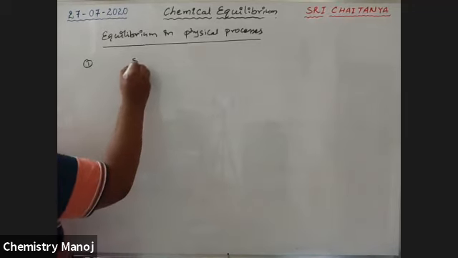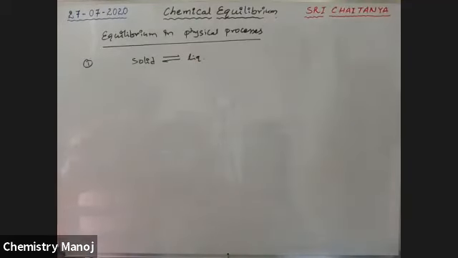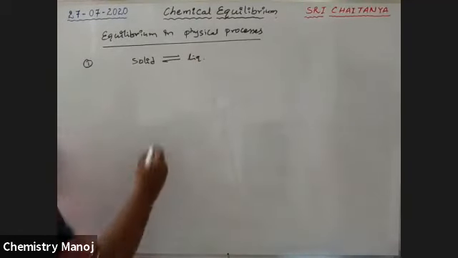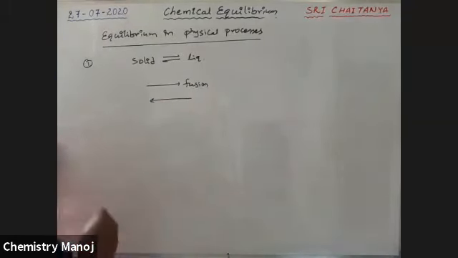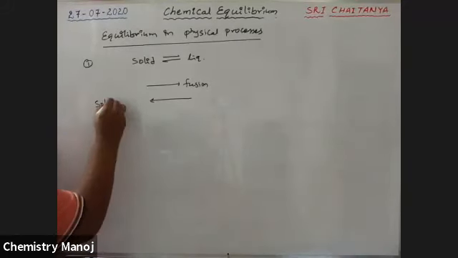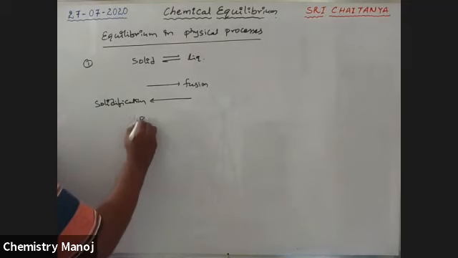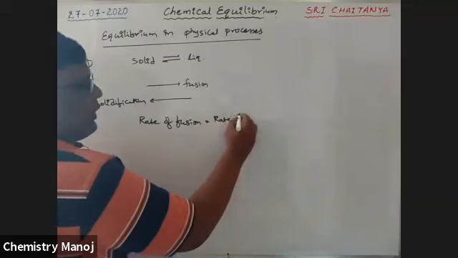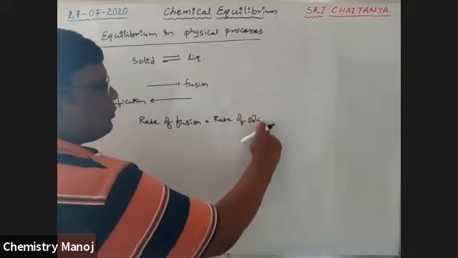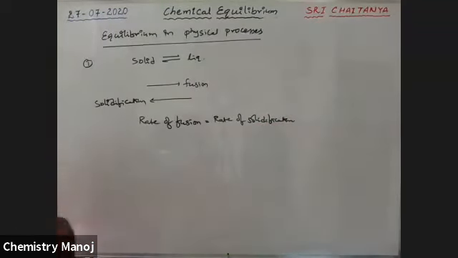So solid is in equilibrium with liquid. The forward direction is called fusion. The backward direction is called solidification. Now at equilibrium, the rate of fusion is equal to the rate of solidification.